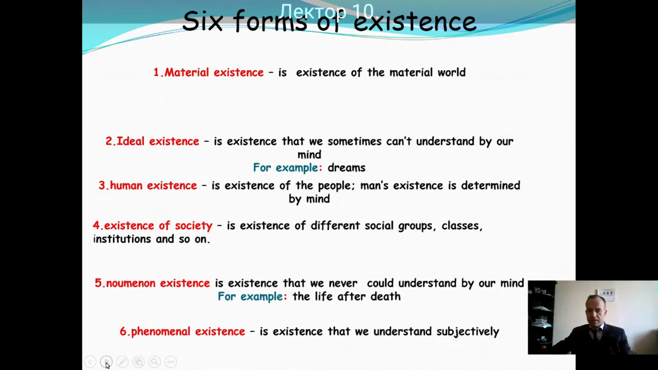All people live in society, and ontology tries to explore the existence of society. This is the existence of different social groups, classes, institutions, and so on. This existence is often used in social philosophy. The main object and subject of this type of philosophy is the different processes in the existence of society.